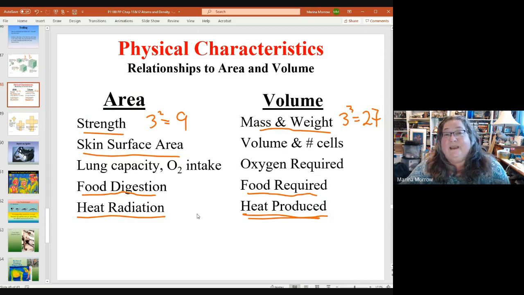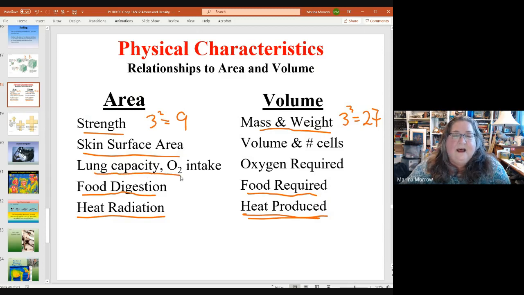And also, of course, as we get larger, we get fancier and fancier digestive systems. So what did humans do? We're big, but what we have is a very, very fancy digestive system with a long intestine, right? So we increased our capacity to digest. Same thing with lungs.